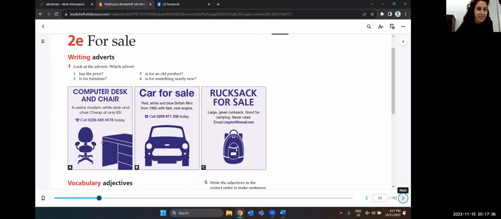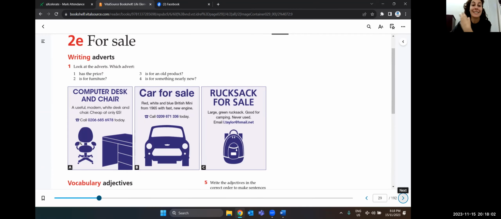So let's have a look at these three pictures. The first one is for a computer desk and chair. The second one is for a car. And the third one is for a rucksack. Remember, a rucksack is a backpack, but it's a different backpack because it's used more for, you know, like skiing and hiking and water sports, whatever. It's just a very big backpack.